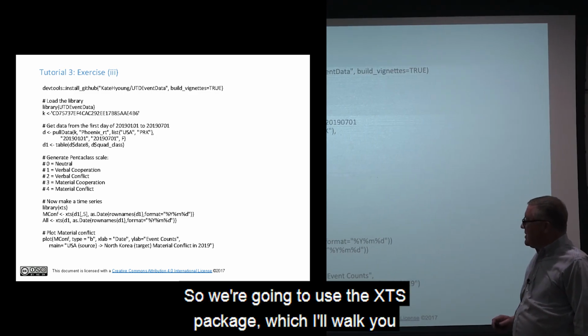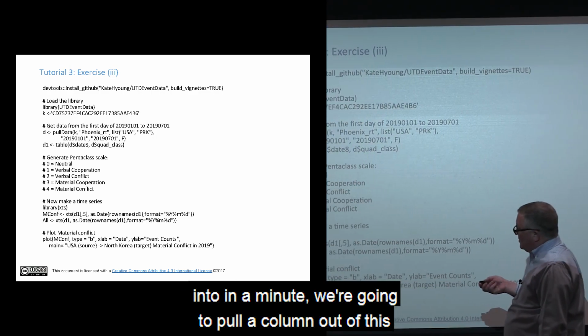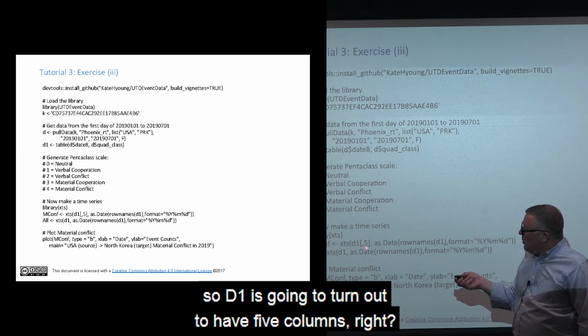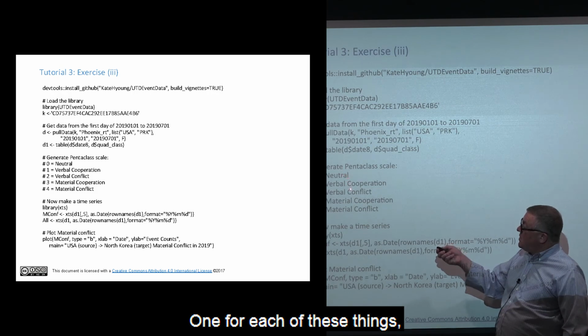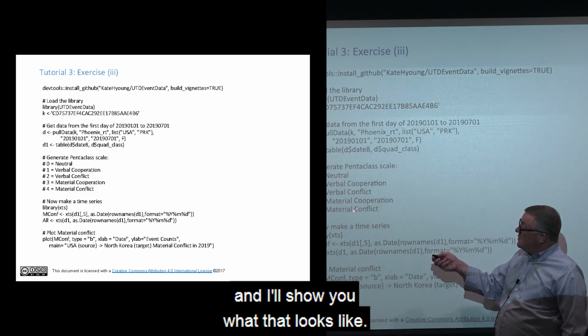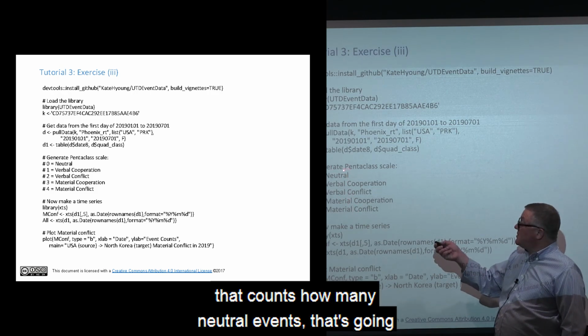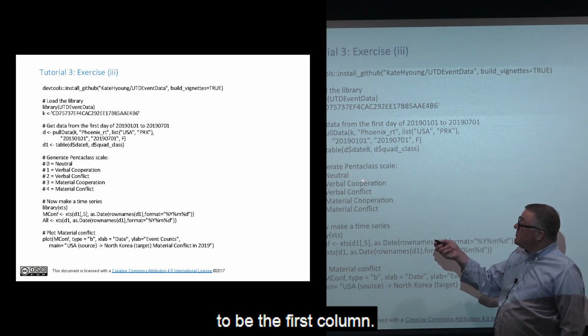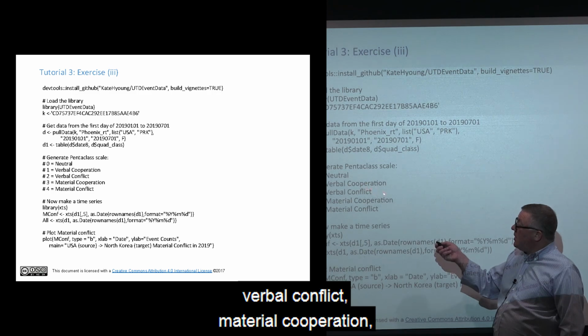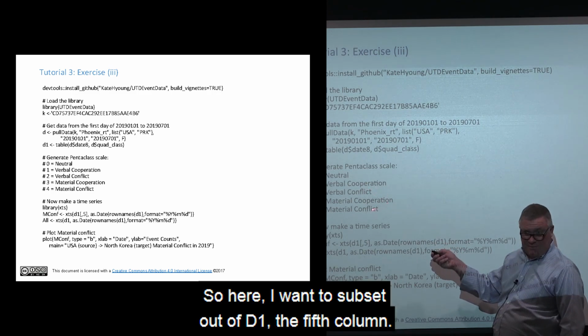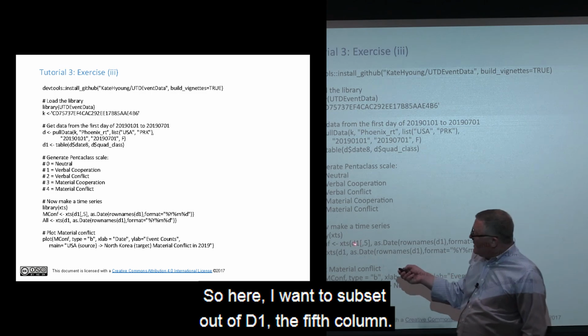We want to make a time series out of that. So we're going to use the XTS package, which I'll walk you into in a minute. We're going to pull a column out of this. So D1 is going to turn out to have 5 columns, 1 for each of these things, and I'll show you what that looks like. There's going to be a column that counts how many neutral events. That's going to be the first column. The second column is going to be how many verbal cooperation there are, then verbal conflict, material cooperation, and material conflict will be the 5th column. So here I want to subset out of D1 the 5th column.